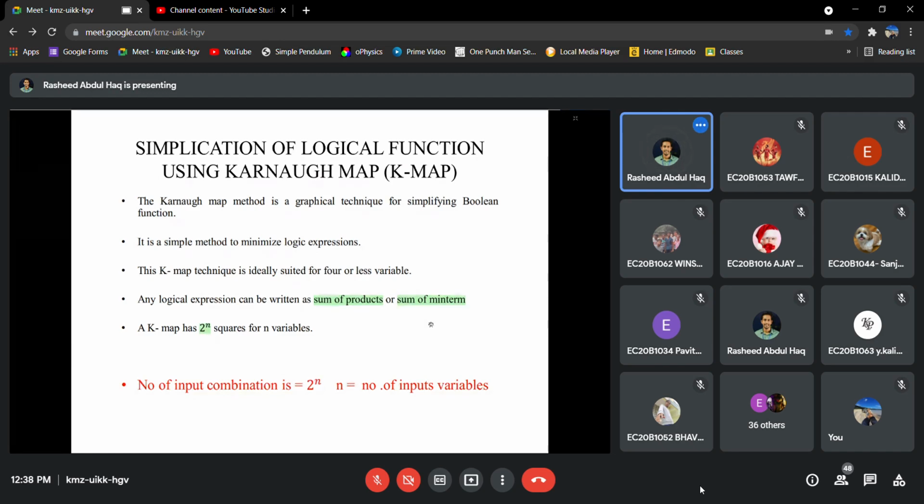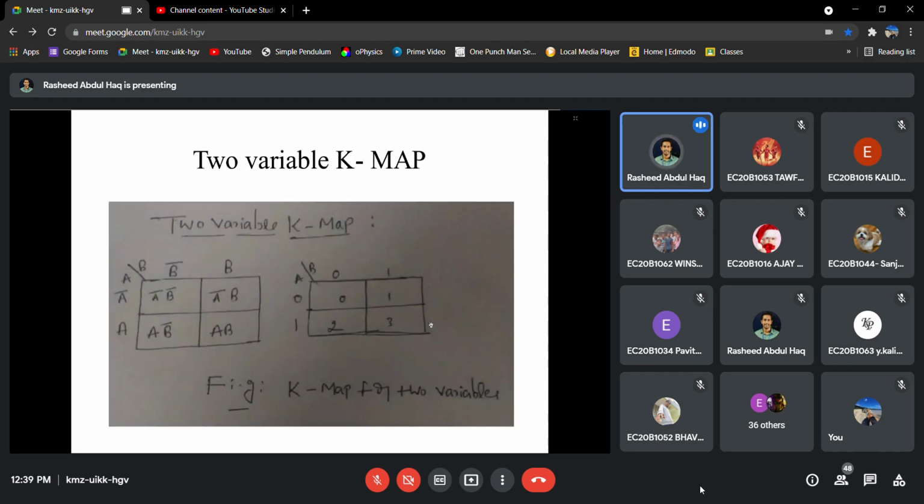So it is necessary that you minimize any expression. I am not explaining any theories. I will go directly into the example and we will see how it works. So this is a two-variable K-map.